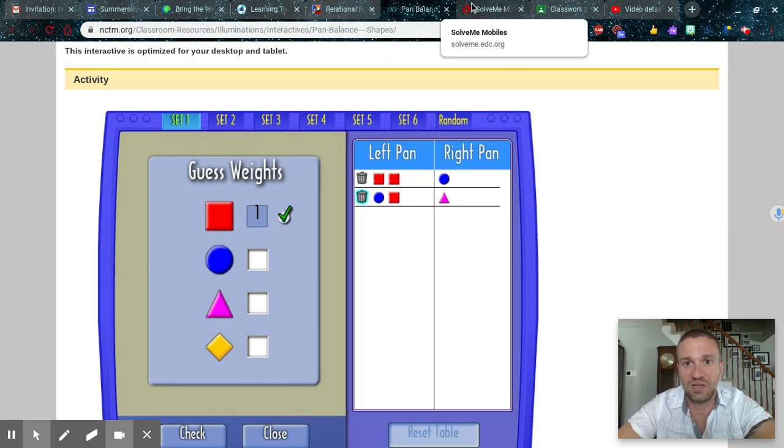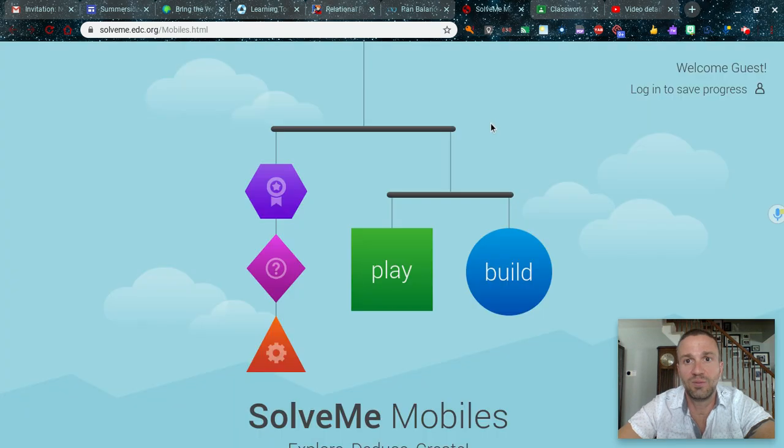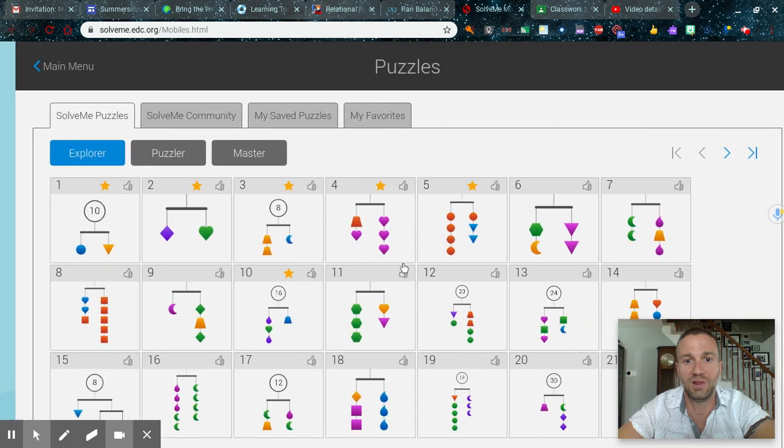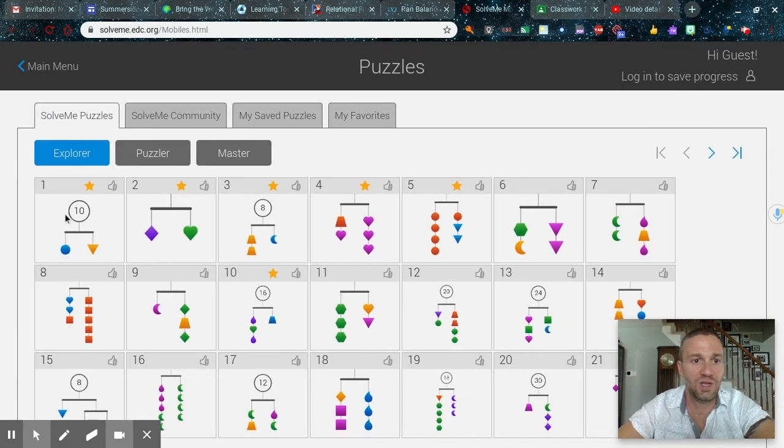The other activity you're going to see is very similar, but instead of using a balance, we're actually using a mobile balance. So in here, instead of piling things on top, it's going to be hanging and you have to figure out how to balance it. And there's a few different ways you can do it. You can build your own, but first I suggest you just go to the play.